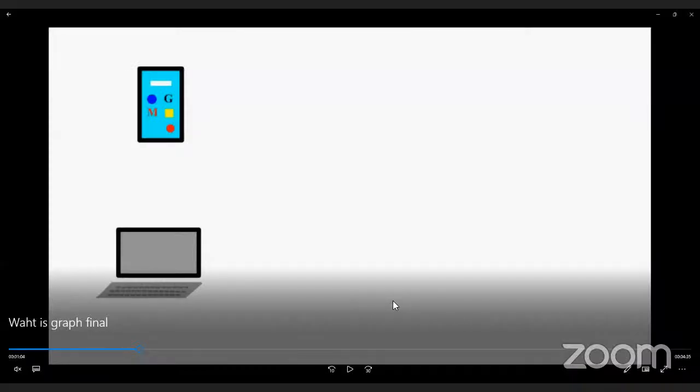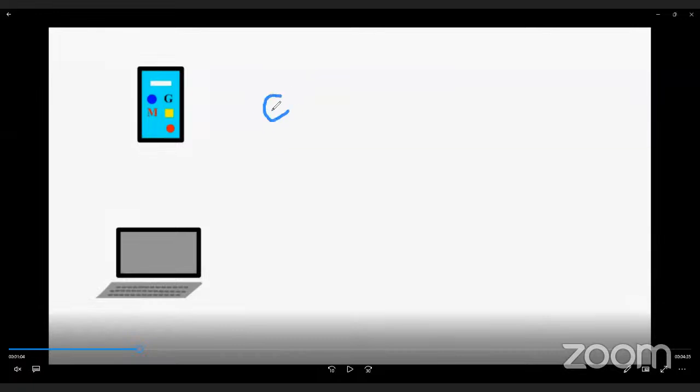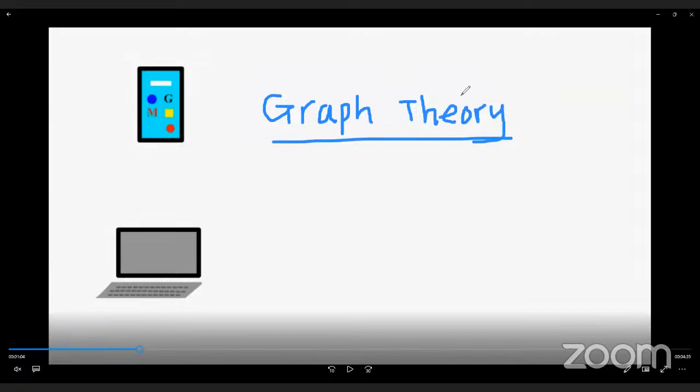Okay, this is about graph theory. This is a very powerful modeling tool that is used today, because it connects to computers, to any network, and to optimization.